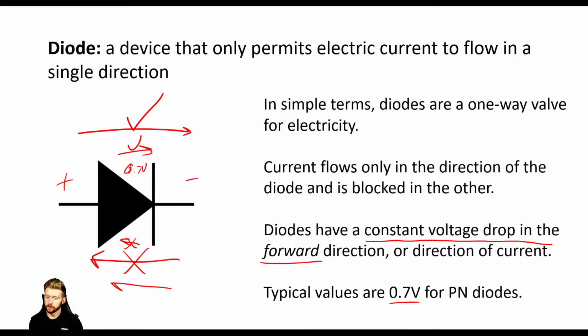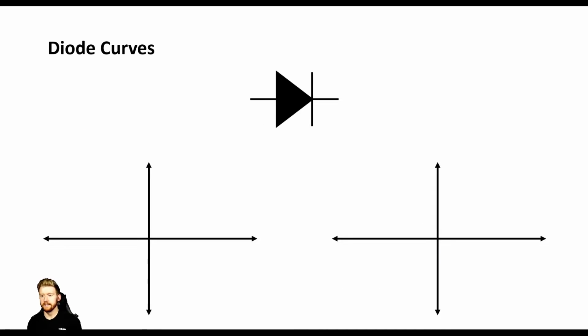If there is a voltage across it in the other direction, that voltage could be super high. It could be something like 100 volts, and it's still not going to let current flow. So let's look at a little bit more detail about these diodes.